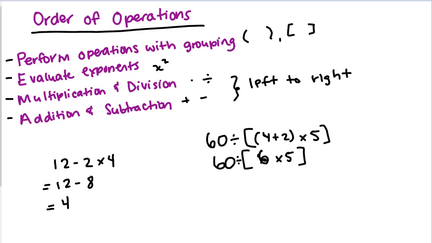6 times 5 is 30. So we go 60 divided by 30. And we know that 60 divided by 30 is 2. So that's our answer for that one.